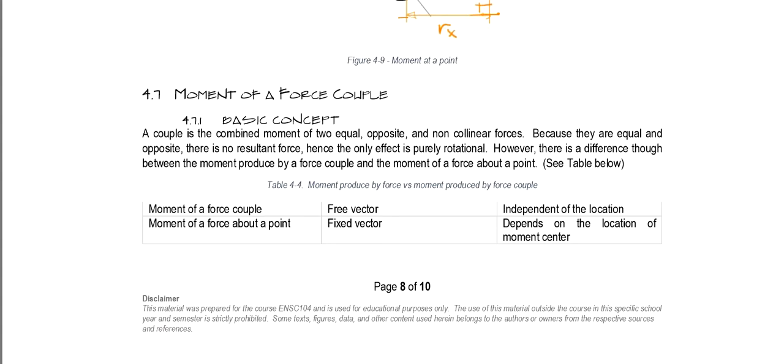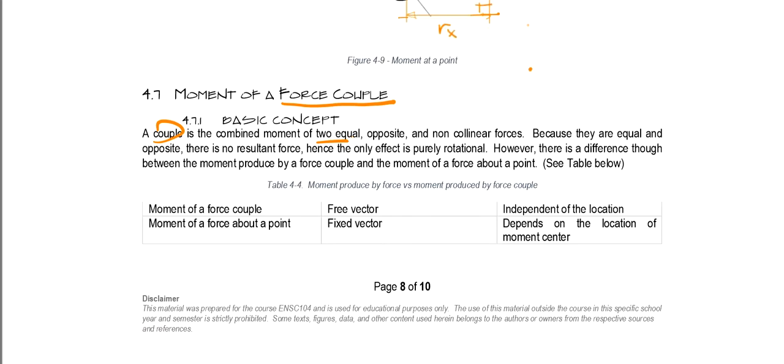Good day again. We have here the continuation of our topic, but this time we will tackle the moment of what we call the force couple. So, what is actually the force couple? This couple is the combined moment of two equal, opposite, and non-collinear forces. Meaning we have two forces that are equal in magnitude but opposite in their direction.